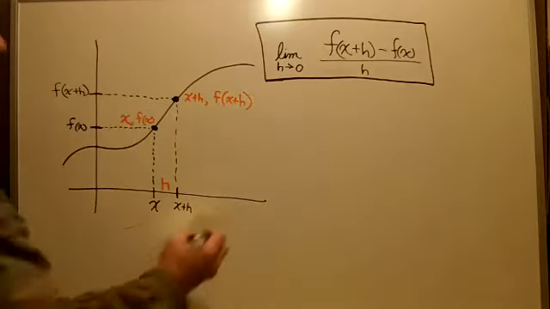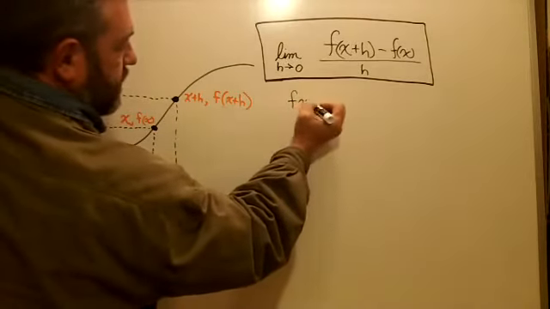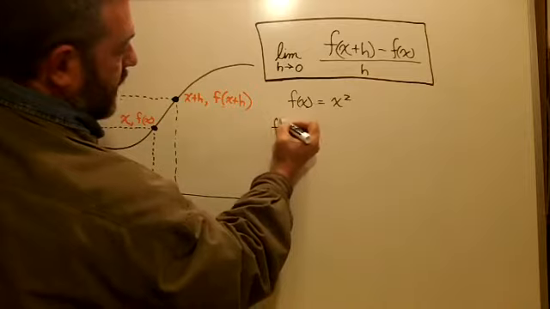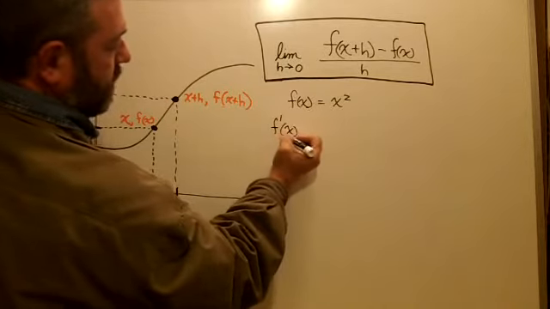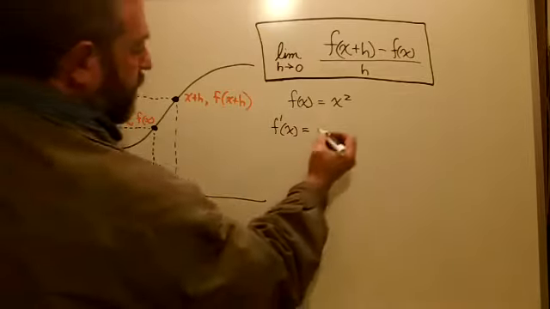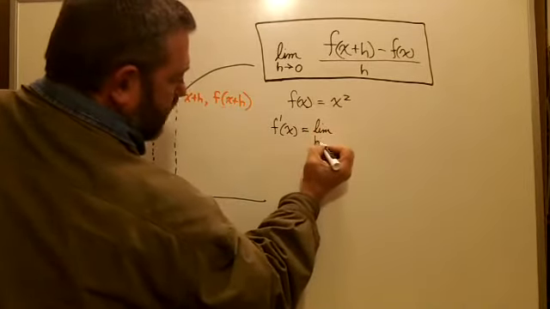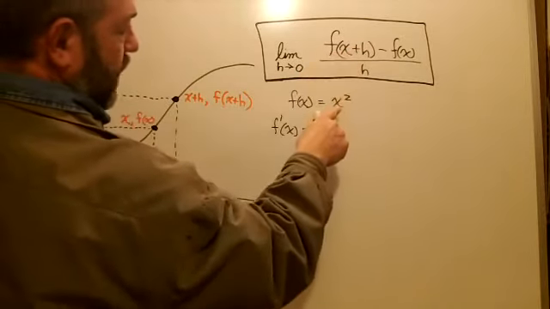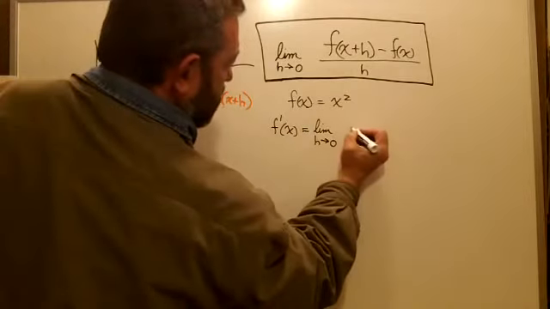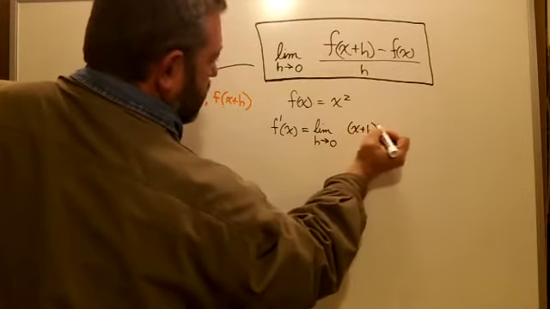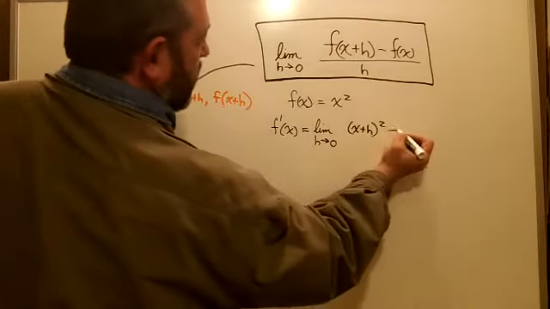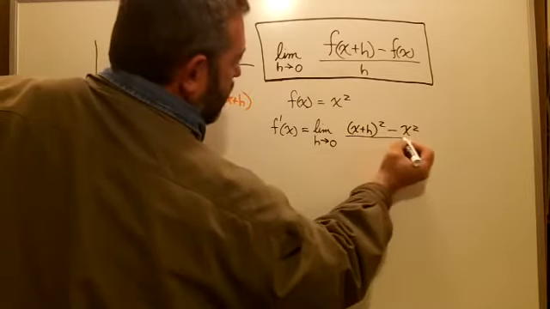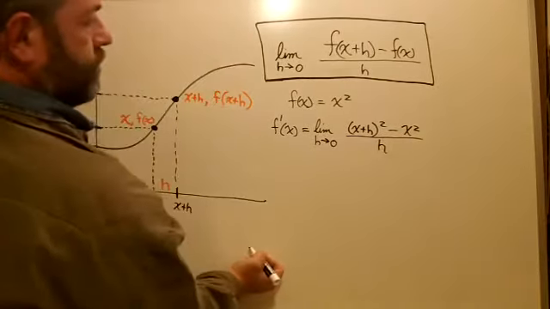Now for example, let's say f of x is equal to x squared. In that case, f prime of x, which is the notation for the first derivative, would be the limit as h approaches 0 of f of x plus h. So we have x plus h, so we'll plug x plus h in anywhere we see an x. So x plus h squared minus f of x, which in this case is x squared, all over h.